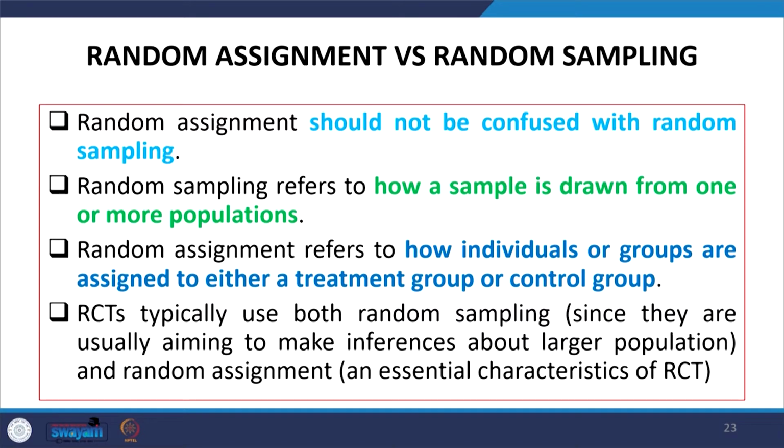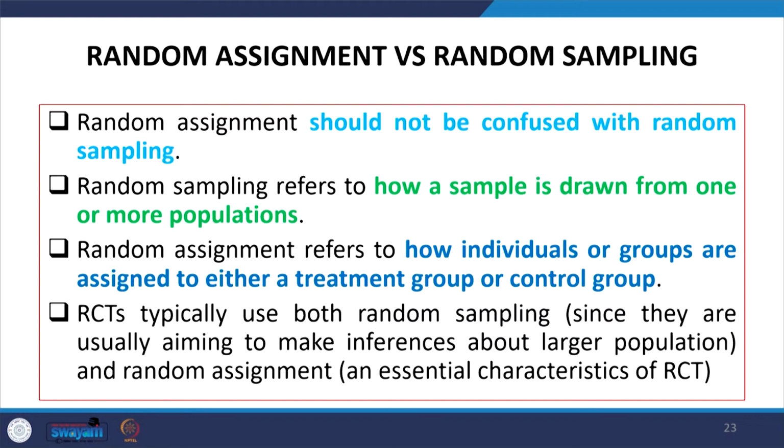Random assignment versus random sampling. What do you mean by that? It is an obvious question that should be verified. Is random sampling what is called random assignment? We need to clarify. Random assignment should not be confused with random sampling. Random sampling refers to how a sample is drawn from one or more populations, whereas random assignment refers to how an individual or a group is assigned to either a treatment group or a control group.